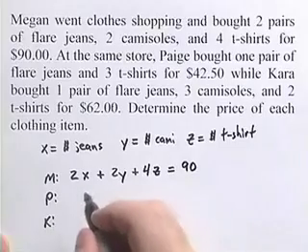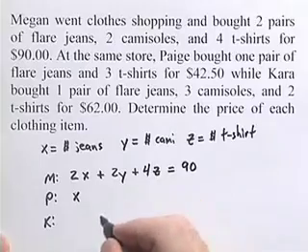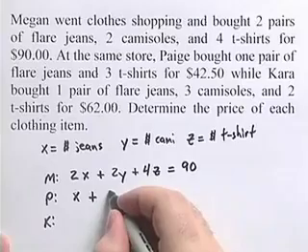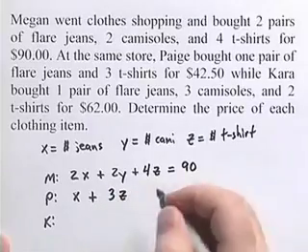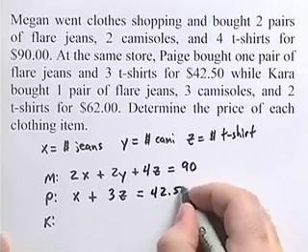Paige bought 1 pair of flare jeans, so she spent x dollars on jeans, plus she bought 3 t-shirts, so that's plus 3z, for a total of $42.50.